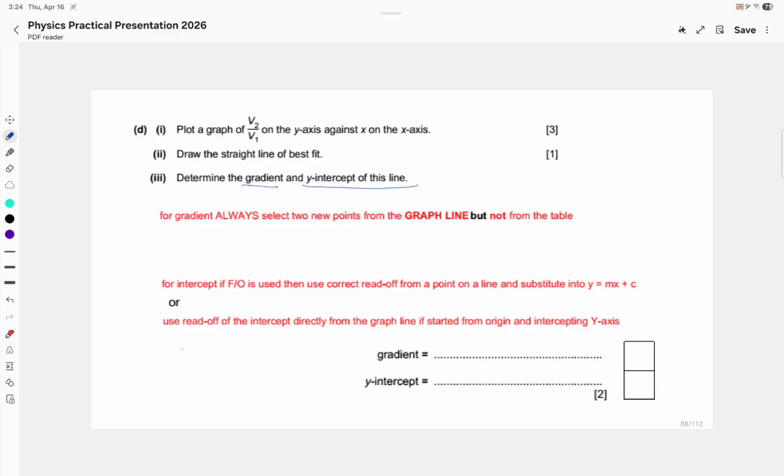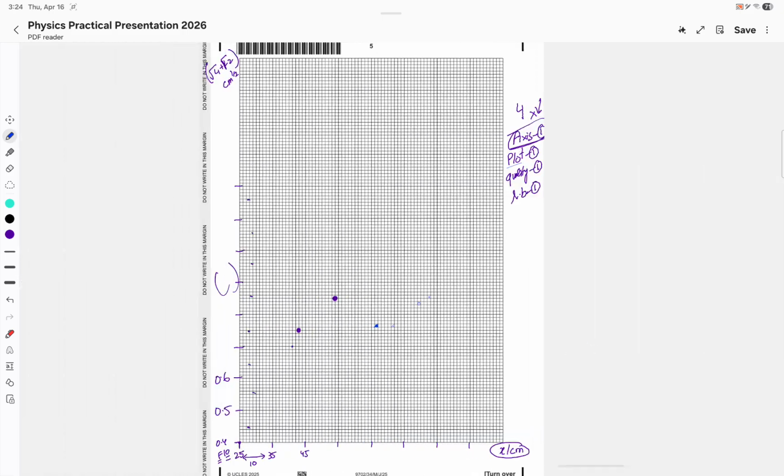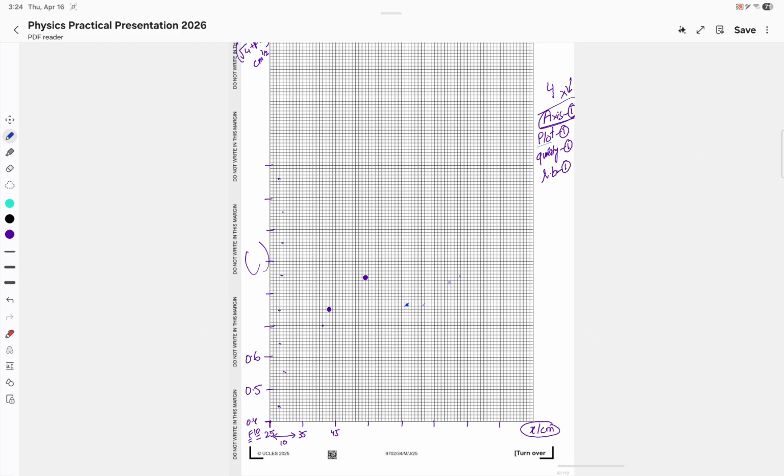Or another method: read off the intercept directly from the graph line if it starts from the origin and intercepts the y-axis. And I guess everyone can understand this one. It's simple, because these situations are also dealt with in mathematics as well, so I'm not going to discuss this in detail. So gradient and intercept, but yes, one thing I do mention.